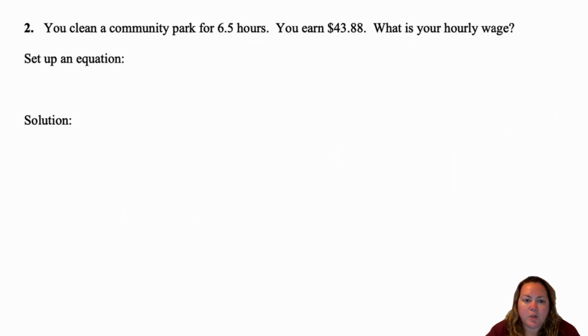All right. You clean a community park for 6.5 hours. You earn $43.88. What is your hourly wage? Okay, so we need to think this through and set up an equation. You know that you're doing it for 6.5 hours and you earn a total of $43.88. So I want to know, how much am I getting paid per hour?